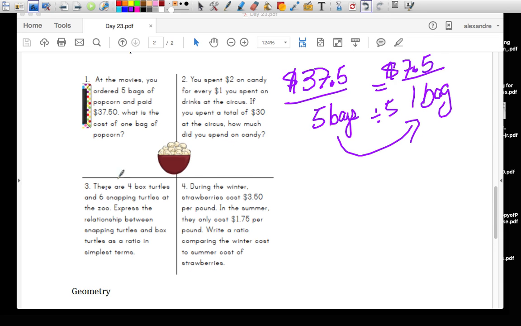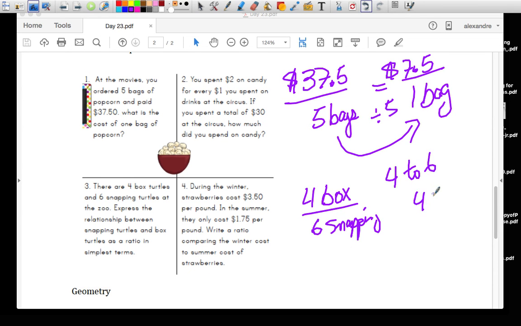There are 4 box turtles and 6 snapping turtles. They're different types, so I just wrote them as a ratio. You can write 4 to 6, or 4:6. But they want to reduce. So 4 to 6 can be reduced by dividing by 2 on top and bottom: 2 to 3, or 2:3.